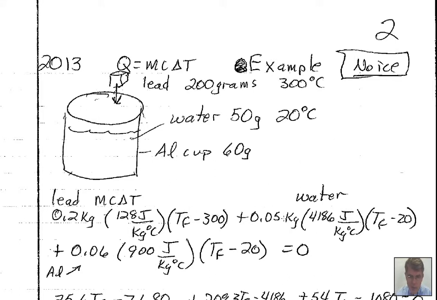For the water, again, converting grams to kilograms. Specific heat for water, 4186. Delta T for the water, final temperature minus 20 Celsius. And then the aluminum cup, 60 grams becomes 0.06 kilograms. Its specific heat is 900 joules per kilogram degree Celsius, and the delta T.